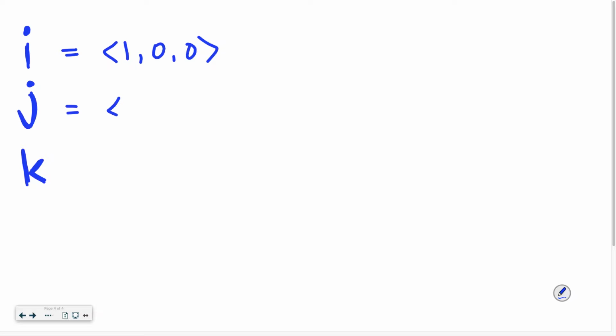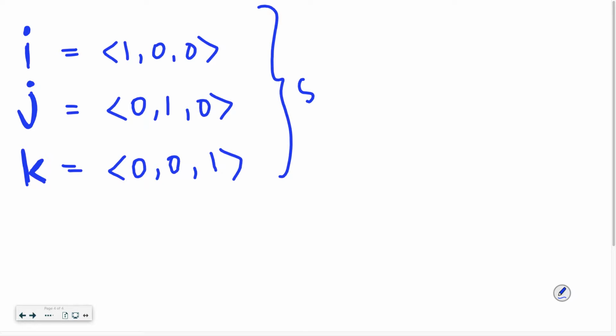Do you remember how we talked about the vectors I and J? Now that we're in 3 dimensions, we're going to have a third vector K. So now in 3 dimensions, the vector I is 1, 0, 0. Vector J is 0, 1, 0. And vector K is 0, 0, 1. Remember, these are the standard unit vectors.